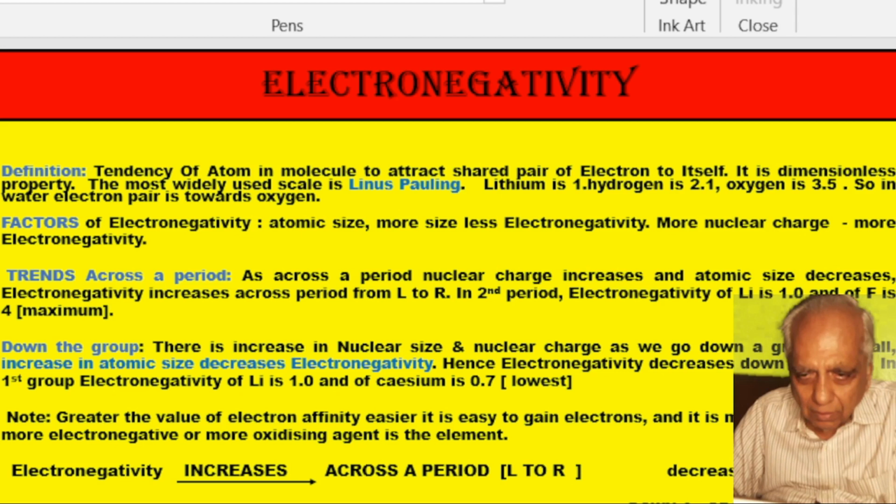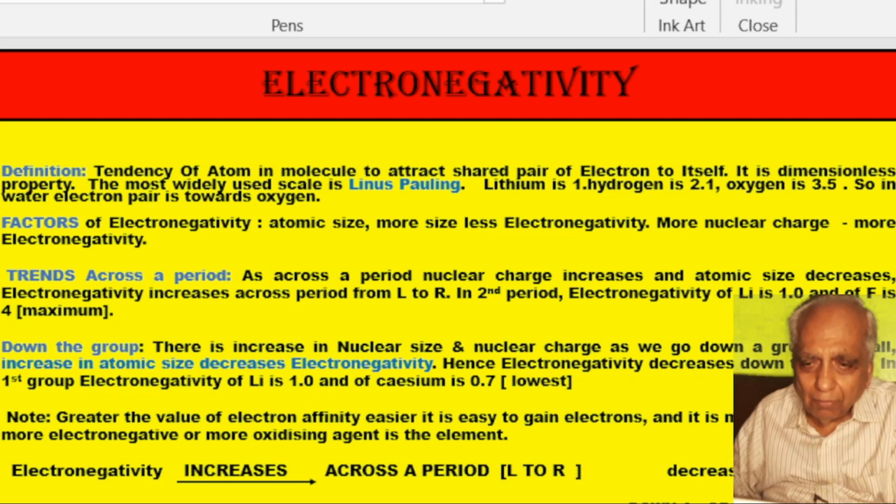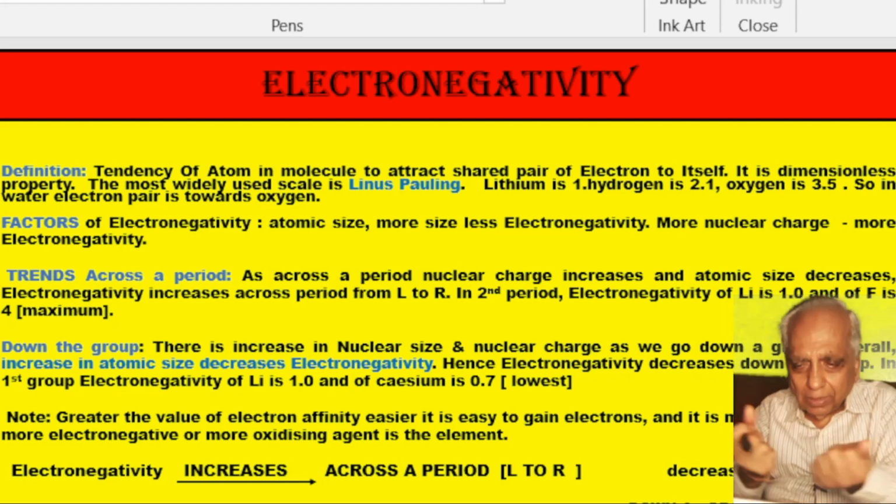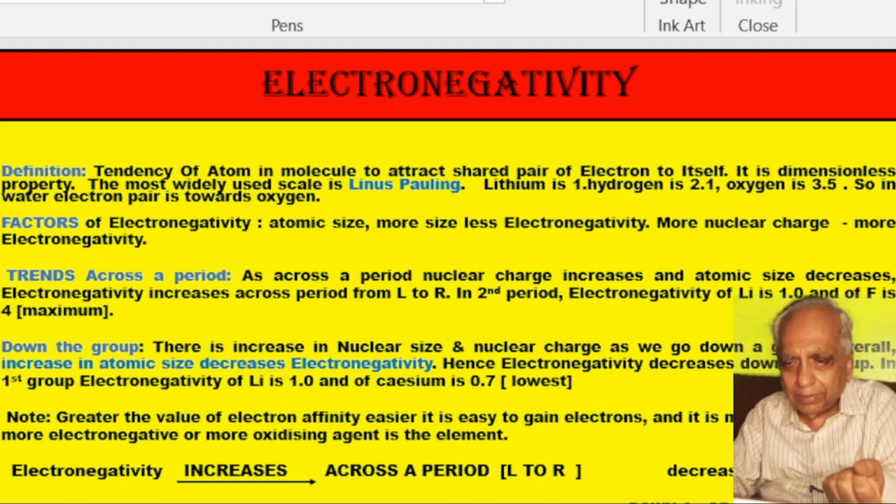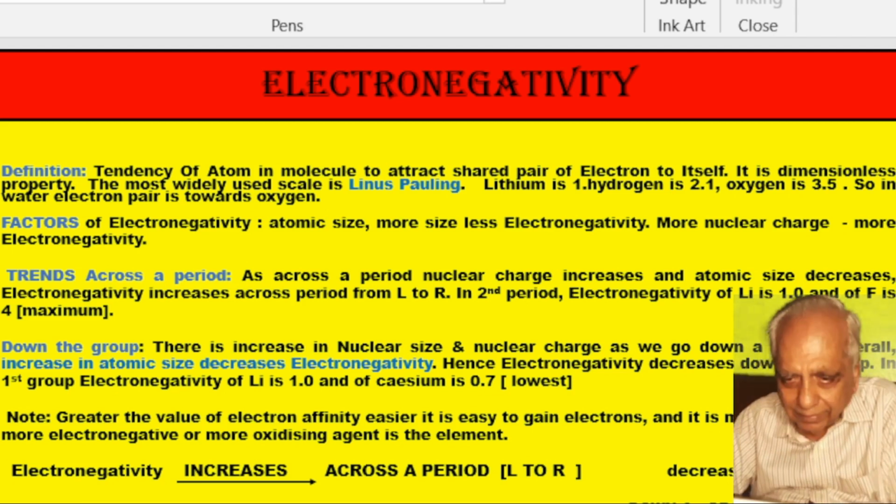It will move towards that atom which is more electronegative. As such, more electronegative, just to remember, you can say which is having more electron affinity. Whichever of the two atoms is attracting that pair more, the group of atoms will move towards that atom which is having more electron affinity, and that we say is having more electronegativity.